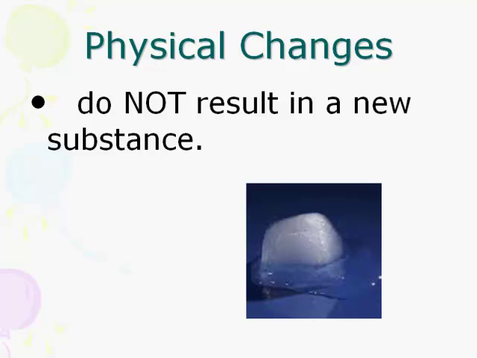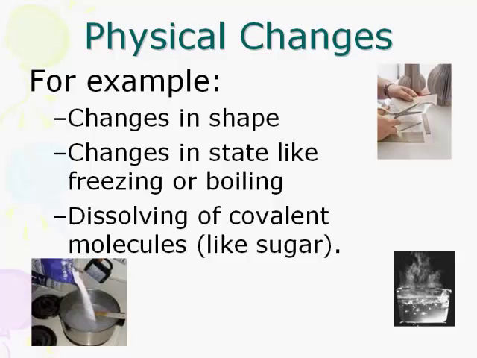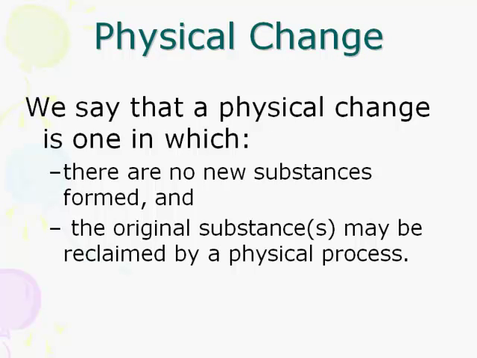Physical changes do not result in a new substance. For example, when ice melts, it's still water. Other examples of physical changes are changes in shape, other changes in state like freezing, boiling, condensing, sublimating, etc., and dissolving of covalent molecules like sugar in water. We say that a physical change is one in which there are no new substances formed, and the original substances may be reclaimed by a physical process.